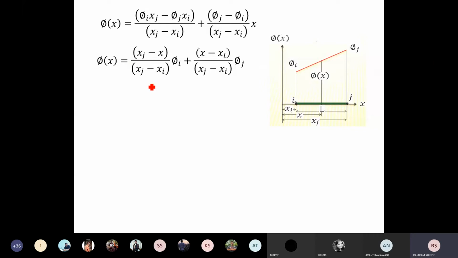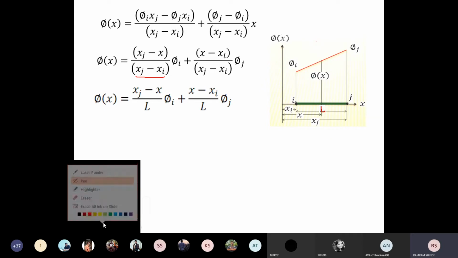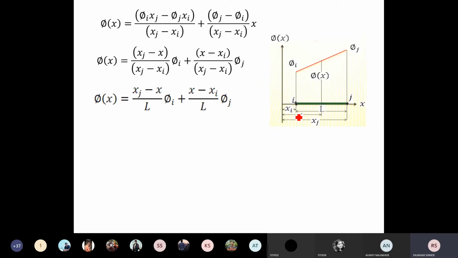After that, if you go for xj minus xi, and look at this figure, here L is the length of the element. It is the difference between xj minus xi, that is, xj minus xi is the length of the element, from here to here. Therefore I have replaced this term and this term by L. Now you know these terms are shape functions.